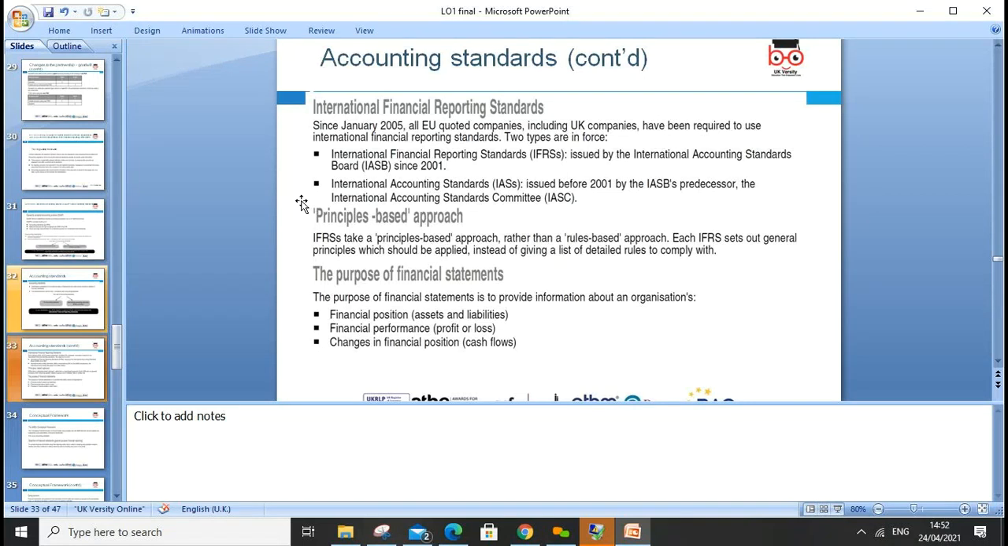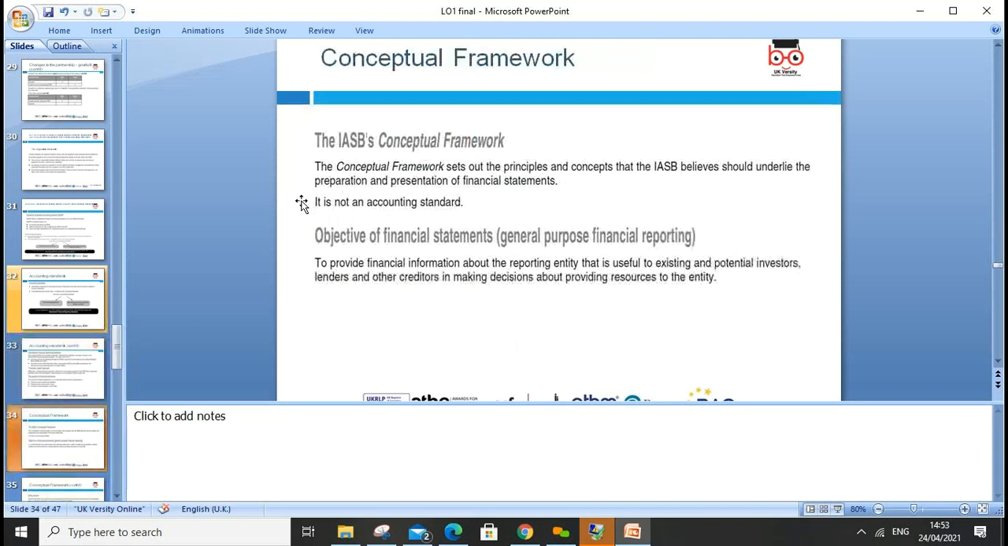So we need to think about the principle-based approach we use in the UK, and the more rule-based approach used in countries like Germany. So that's the purpose of financial statements: financial position, assets, liabilities and capital, financial performance, and the changes in cash flows. The conceptual framework is where we set the principles and rules. The International Accounting Standards Board, IFRS, sets all these.